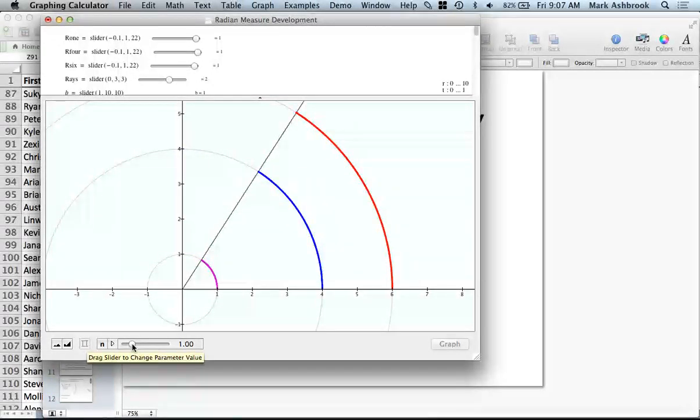Okay, so this angle that cuts off 1 radius length, no matter how big the circle is, it's always 1 radius length. That angle is, what angle is that? 1 radian of openness.